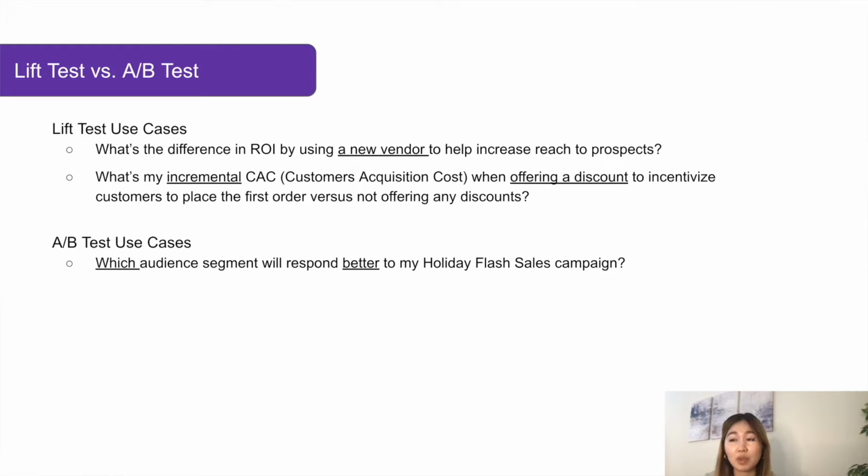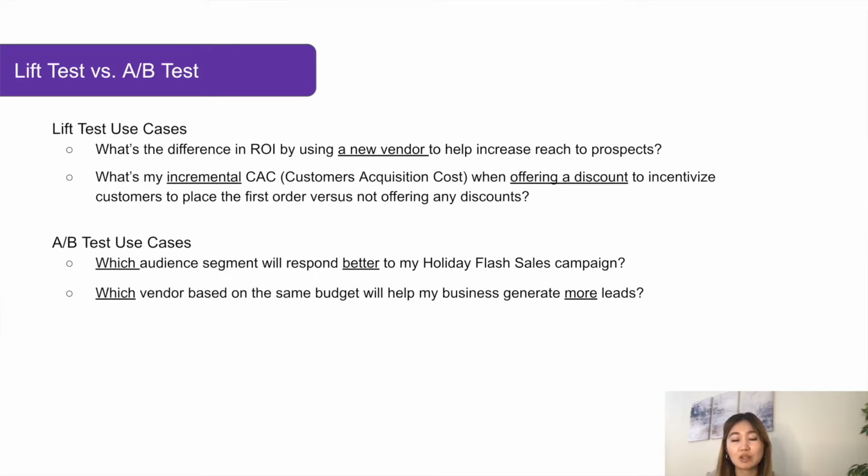In this case, there will be two different segments, and we're trying to figure out which one's better. So that's an A/B test. And similarly, the second use case: which vendor, based on the same budget, will help my business generate more sales or leads. So the keyword again is compare the two.